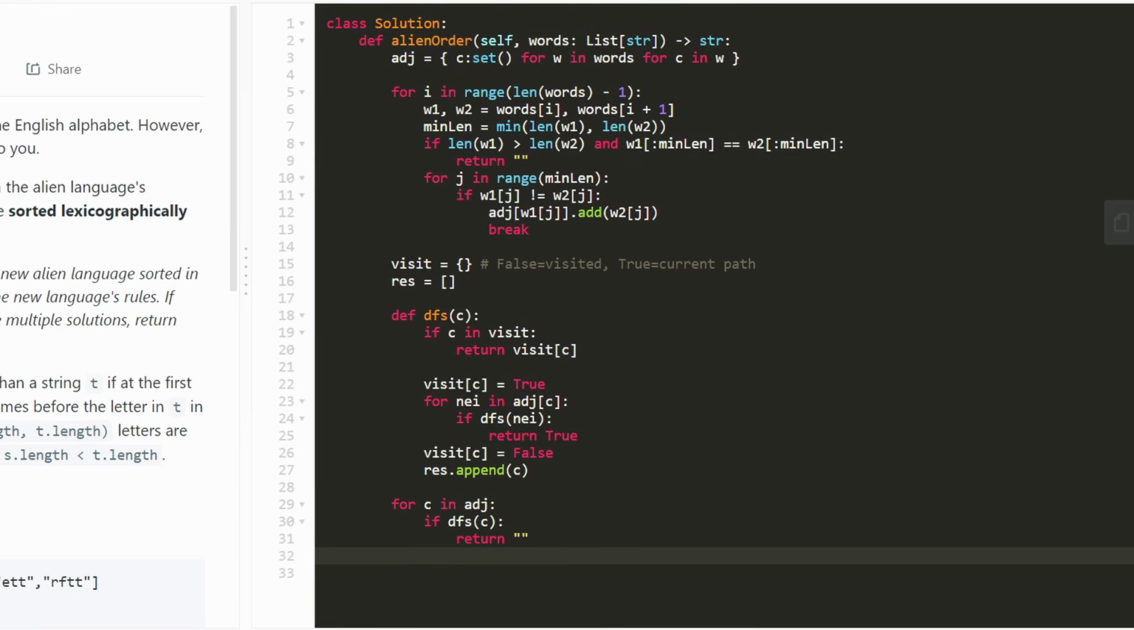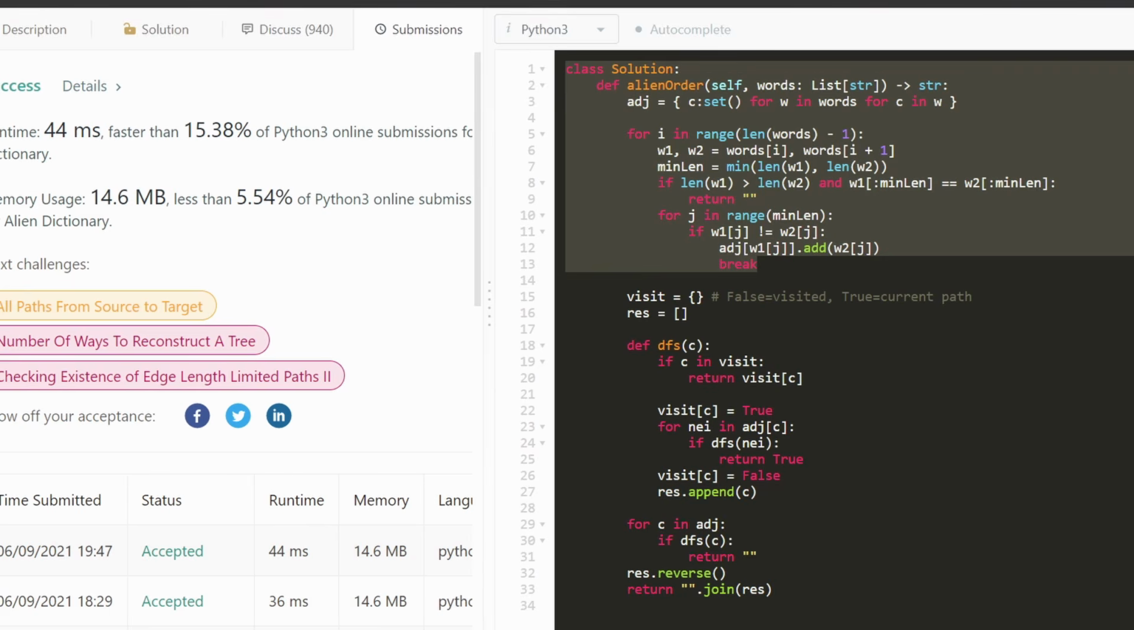Now, if that's not the case, that's when we're actually going to return the result. But remember, the result is a list. So what we're going to do is actually join every single character in that list in result. But before we do that, we want to make sure we reverse the result and then we perform that join and return. So I hope this was helpful.